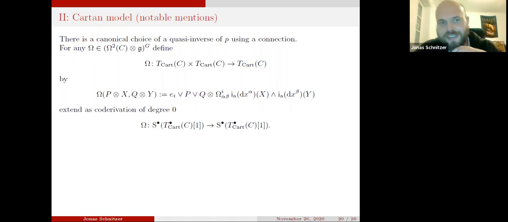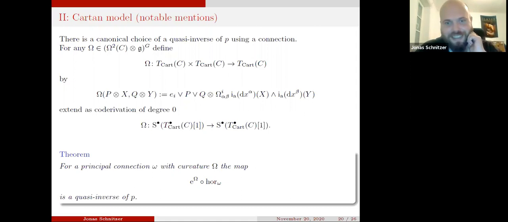And you can see this as a co-derivation of degree zero of the symmetric algebras of the Cartan model now, okay? And what is very beautiful to me is that if you take omega to be the curvature of the connection, then the horizontal lift followed by e to the omega is a quasi-inverse, where you can see very nicely that, of course, everybody knows that the horizontal lift is not a Lie algebra morphism if the curvature is not vanishing. But here you even see how to correct it to be an L infinity morphism at least.